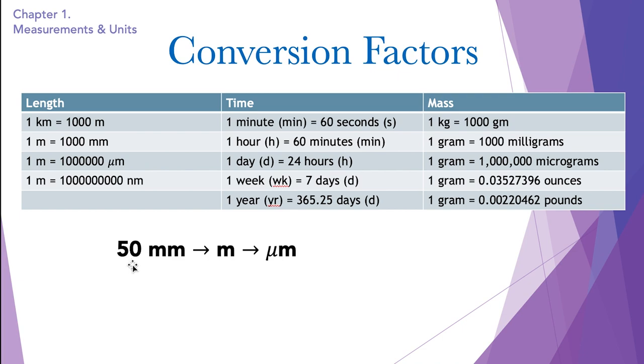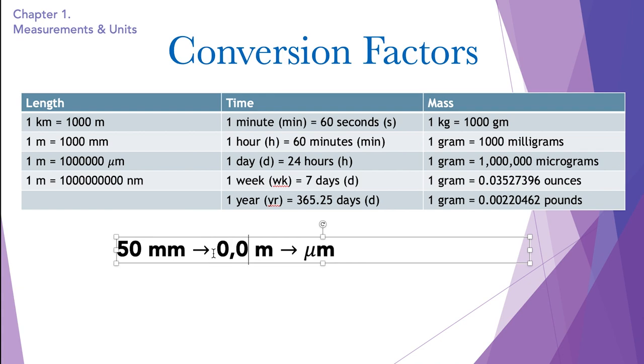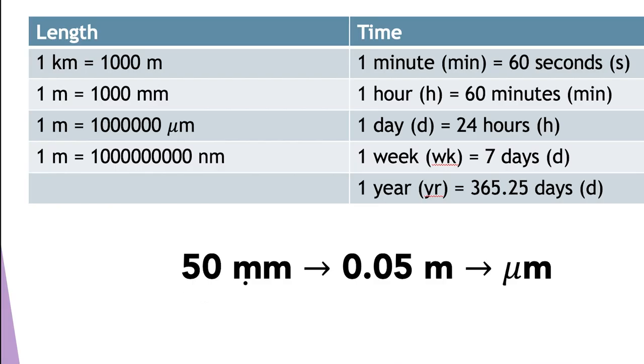I would divide the millimeters by 1000 to get the answer in meters, because millimeter is smaller than the meter. So it's a smaller unit compared to the meter. So for converting smaller units into bigger ones, we divide. So I would divide 50 by 1000 to find the answer in meters first. And my answer is 0.05 meters. So 50 millimeters are equal to 0.05 meters.